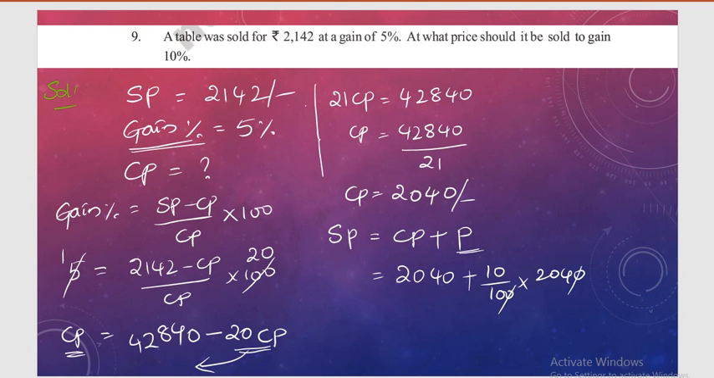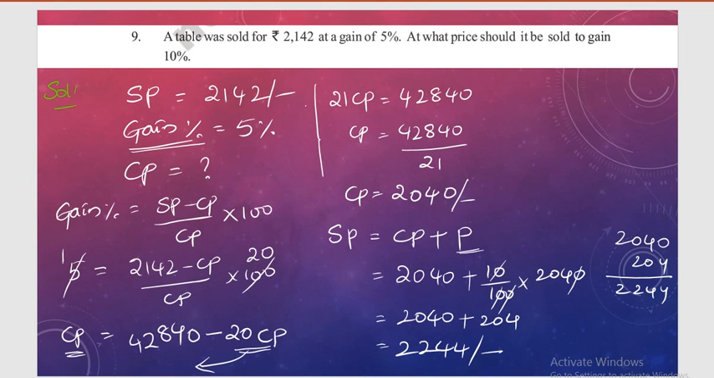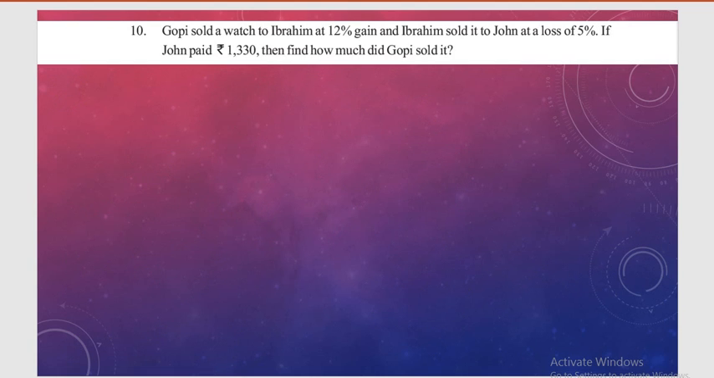When I cancel 0 and 0, and one more 0 here, what answer do I get? 2040 plus 204. When I add these two, 2040 and 204, I get 2244. So if I sell the table at 2244 rupees, I am going to get a profit of 10%. This is the way we can find the selling price to get a 10% profit.